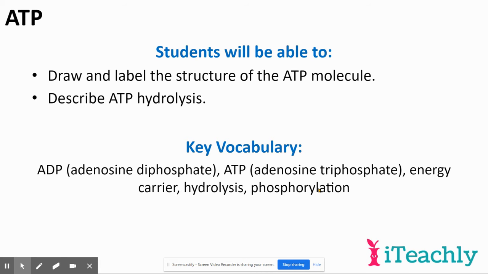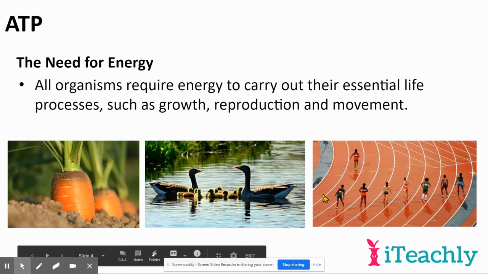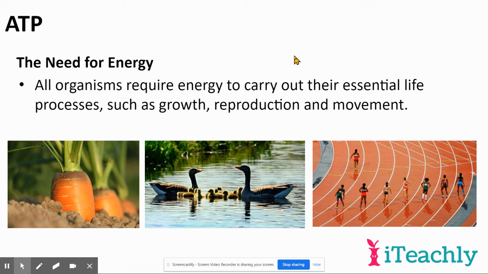Okay. So at the end of this, you will be able to draw and label the structure of ATP and describe ATP hydrolysis. I'm going to go over that. We're also going to talk about phosphorylation. I am probably going to give you a video to watch that goes with this part of the lecture.